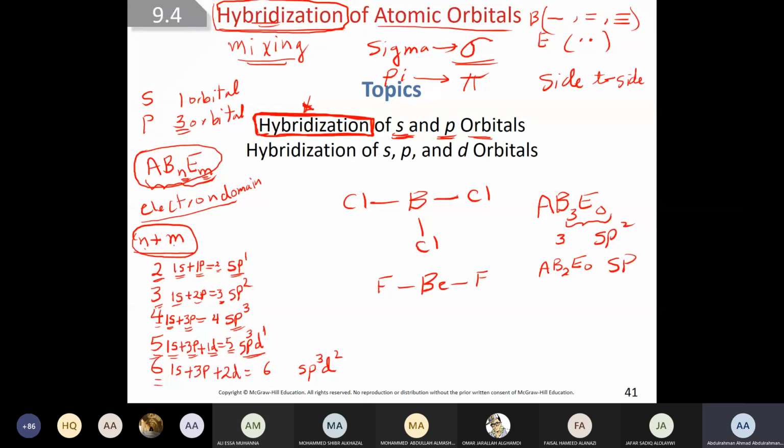SP1. Some people write the one and some people don't write the one. If you write SP, that's enough. But if you write SP1, it's okay. It's usually okay, but not always.